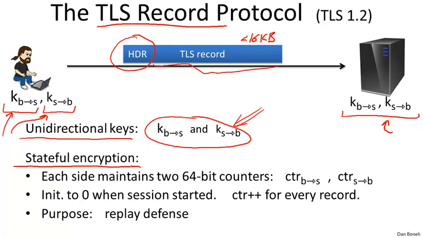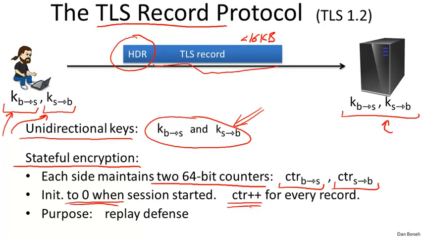which means that the encryption of every packet is done using a certain state that's maintained inside of the browser and the server. In particular, the state that's of interest to us are these 64-bit counters. Again, there are two 64-bit counters, one for traffic from browser to server, and one for traffic from the server to the browser.